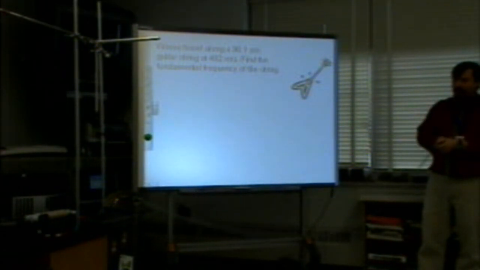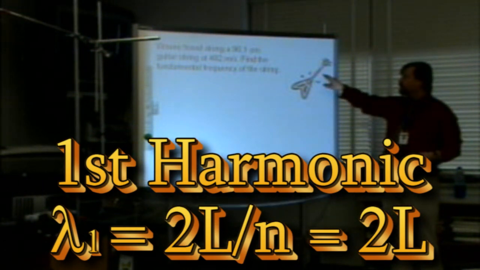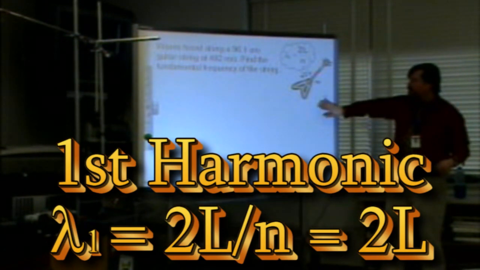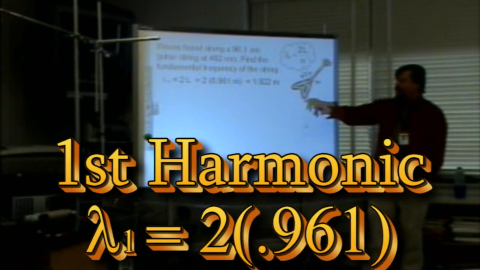So how is this related to the wavelength? Now you want to know what the wavelength is, right? It's two of those. So twice the length. So then it's not 96.1. So how many antinodes are there? There's one. So 2L divided by 1. Right, so you find the wavelength.